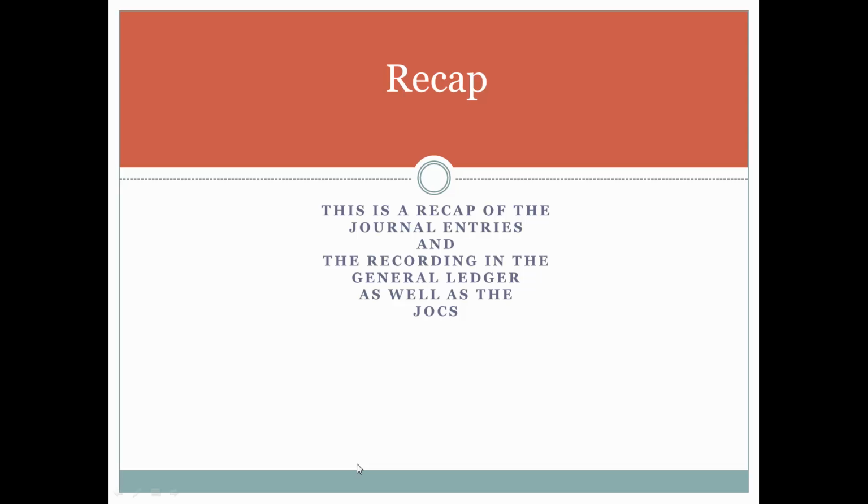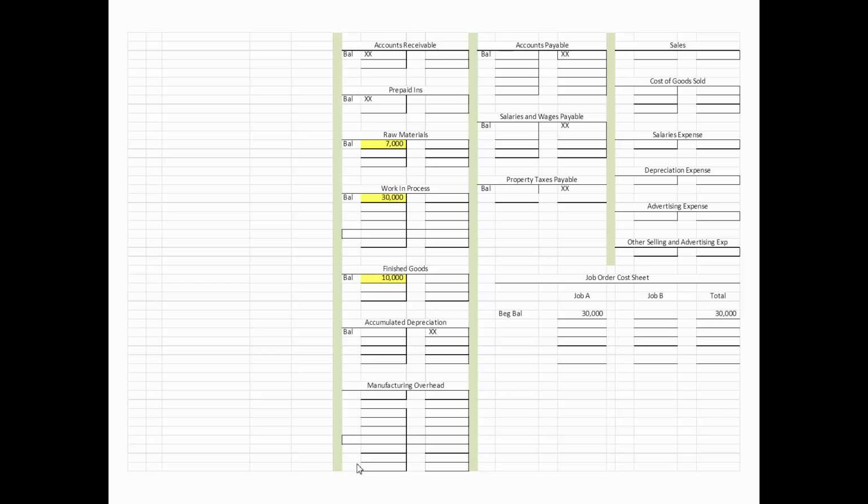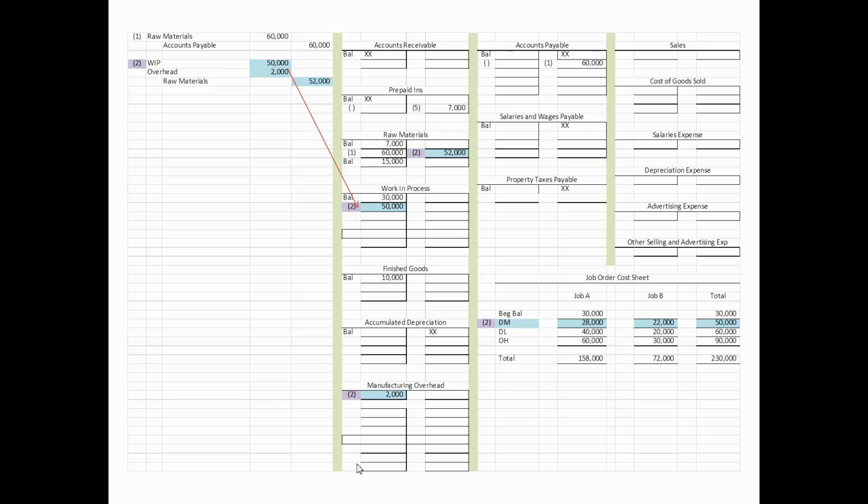Now let's look at a recap and see what's going on as we do these journal entries, and what's going on in the general ledger and the job order cost sheet. We had beginning balances. Those are the items marked in yellow. And we had the purchase of raw materials, went into raw materials, went into accounts payable. We had the raw materials that were added to work in process.